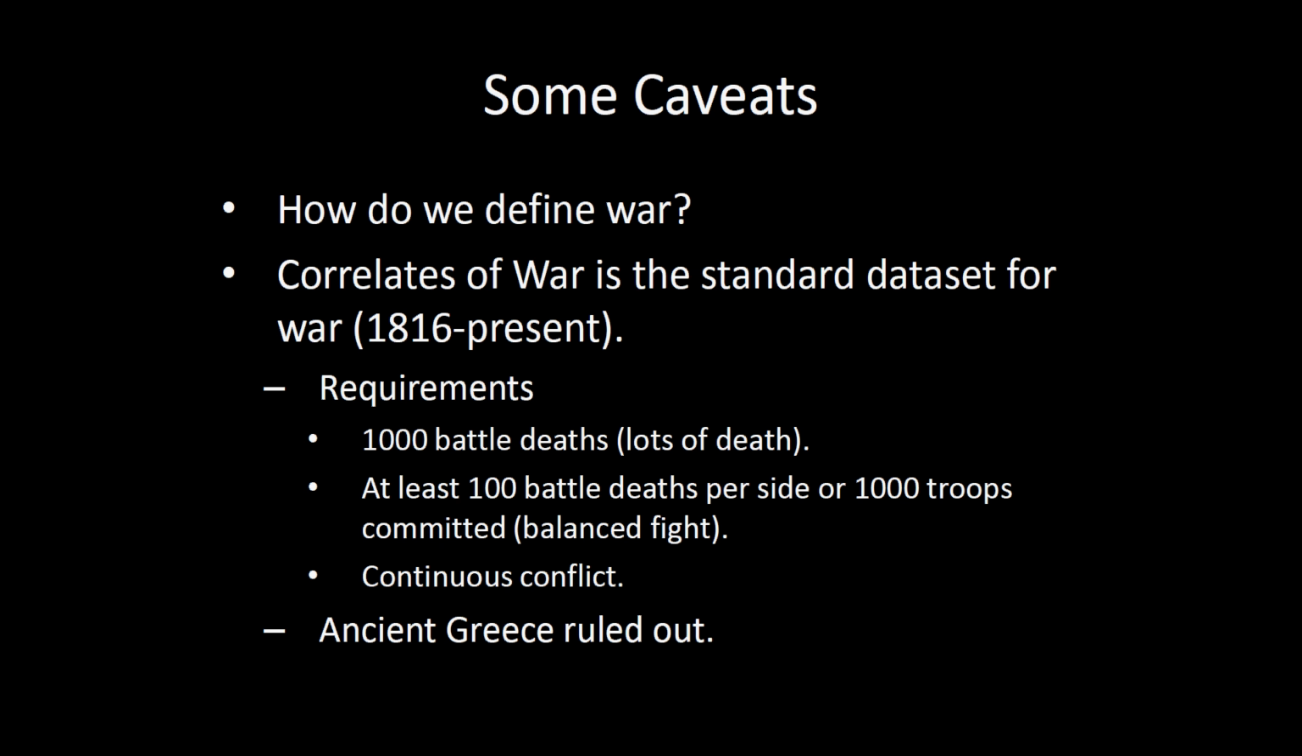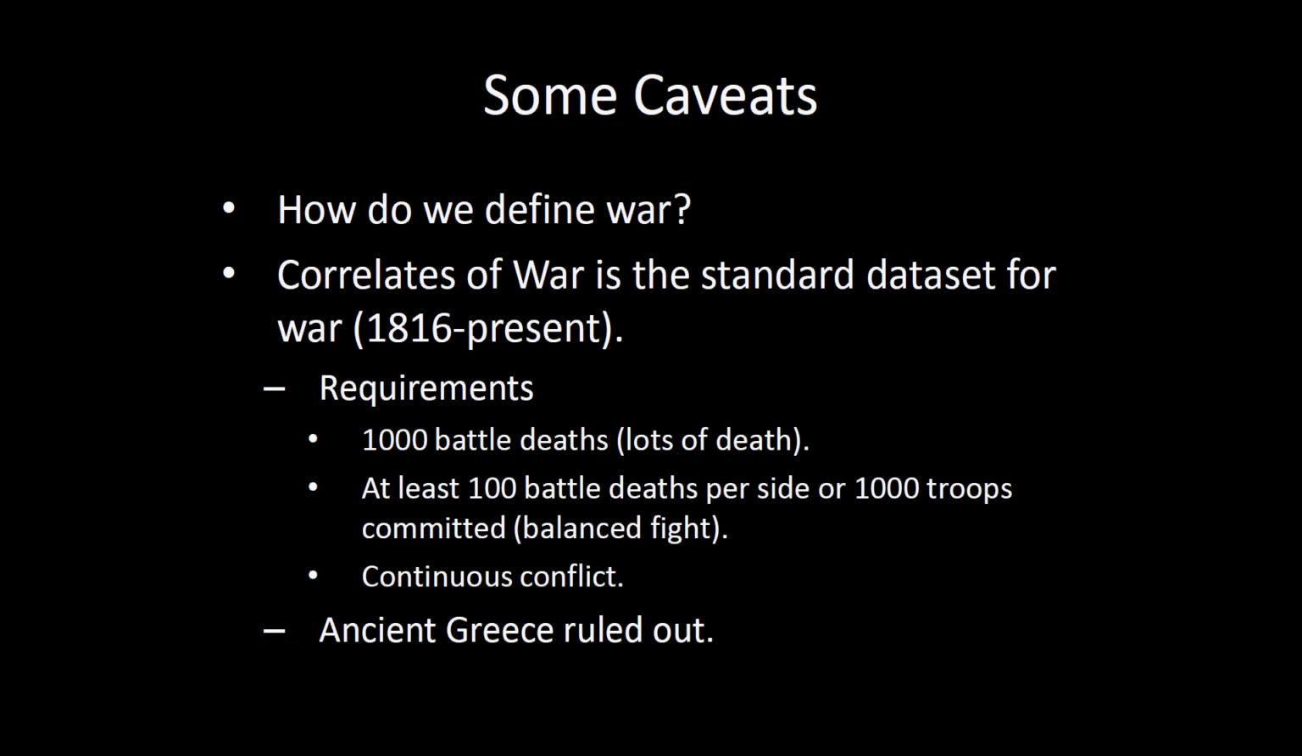The reason they have this 1,000 battle death minimum is to make sure there's actually sustained fighting going on, and it's not just a quick little "I punched you, I killed a couple of guys, and then I left." That's not really war, it's just a militarized interstate dispute, and we differentiate the two by drawing the line at 1,000 battle deaths. We ensure there are at least 100 battle deaths per side, or 1,000 troops committed on both sides, to make sure there's a balanced fight between the two parties, and it's not just one state bombing the other state with the other unable to do anything about it. So there's got to be some evenness to the conflict.